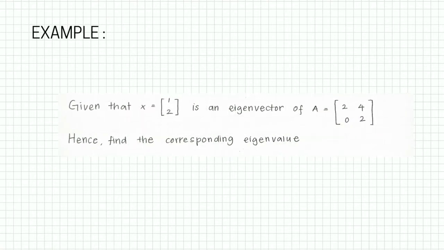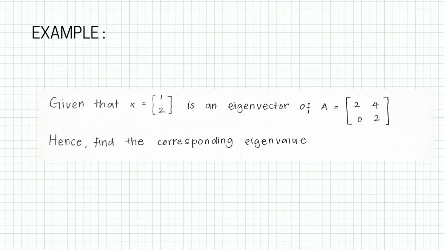To improve our understanding, let's have a look at one example. Given that x = (1, 2) is an eigenvector of matrix A = [2, 4; 0, 2], hence find the corresponding eigenvalue.